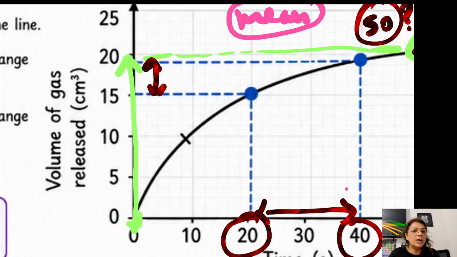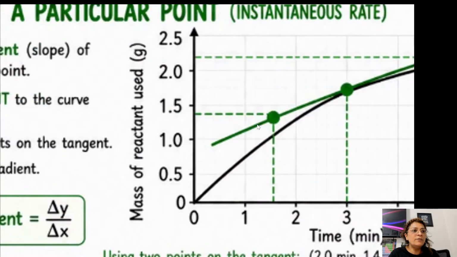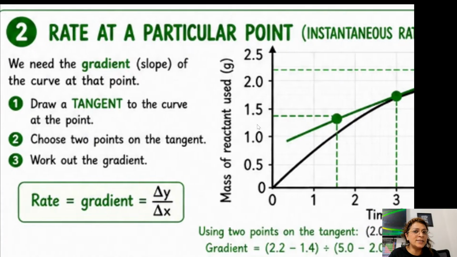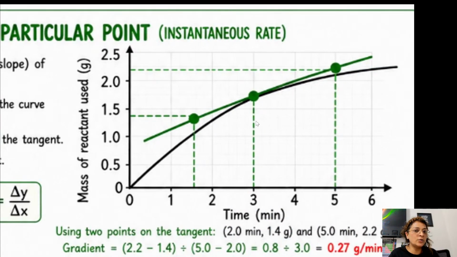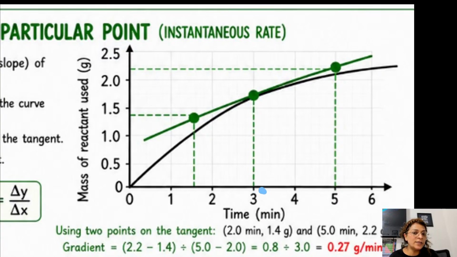Okay, next one is this, where they ask you, write in the chat, the rate at a particular point. How would you find that out? So let's say they ask you to find the rate at the third minute. How will you find out the rate at the third minute? You draw a tangent. Very good. When you're drawing a tangent, just make sure, Scarlett, that it is touching the point where you want to get the rate.